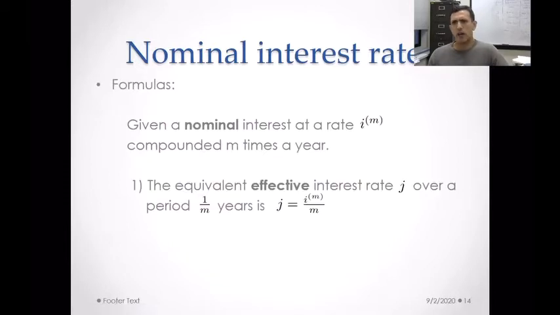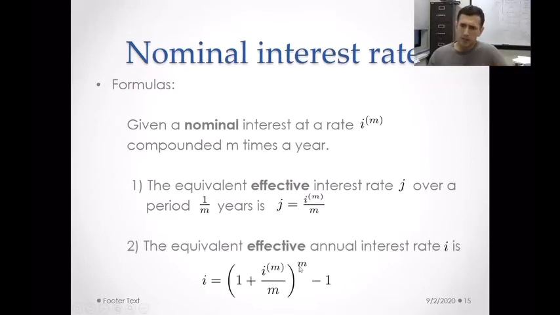Okay, so just to go over some formulas. Remember, by definition, if I'm given a nominal interest rate i superscript m, the equivalent effective interest rate j over a period of 1/m years is i superscript m over m. That means the equivalent yearly growth factor is 1 plus i superscript m over m, to the m, and you subtract 1 to get the equivalent effective annual interest rate.